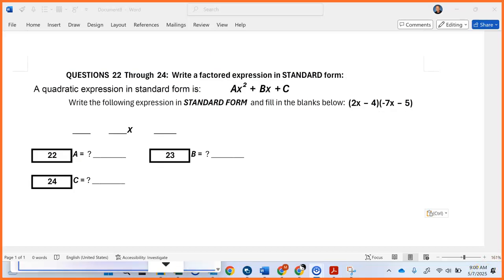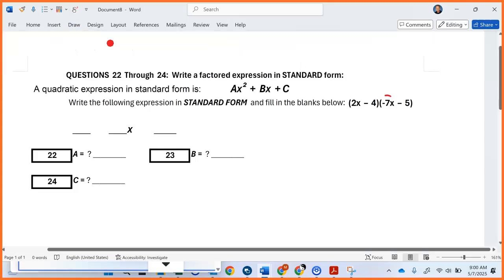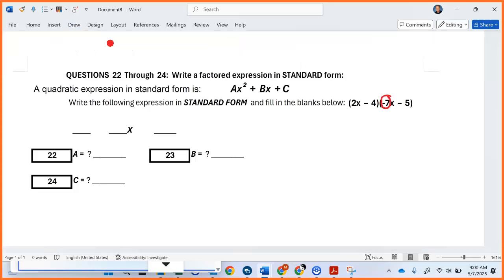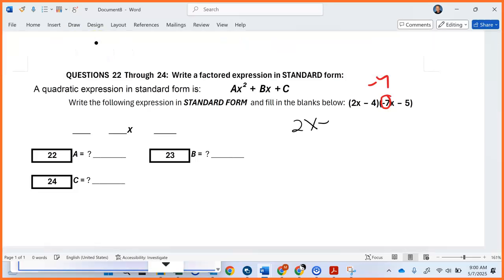Okay, so I'm going to do one more right here, but what's different about this one, if you see, is this one here, it's got a number, but it's a negative 7 right there. You see that? So that's negative 7, okay? That's fine. It's still the same process. We just got to keep track of the negative. So 2x minus 4, negative 7x minus 5, okay?